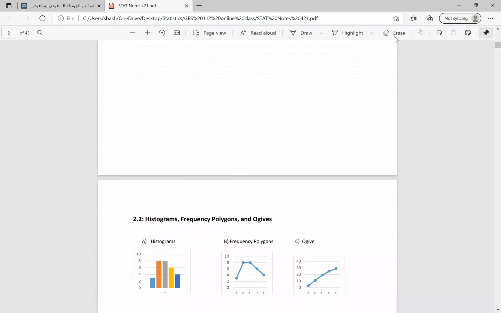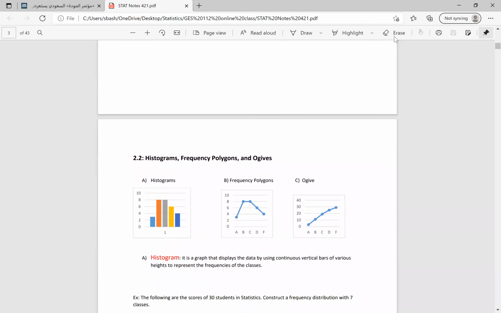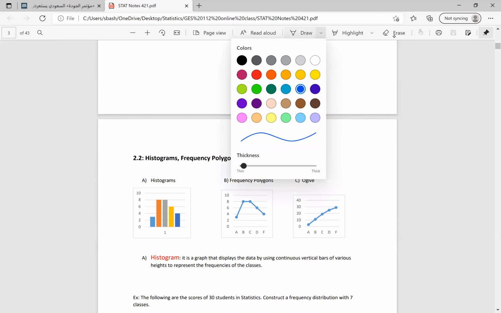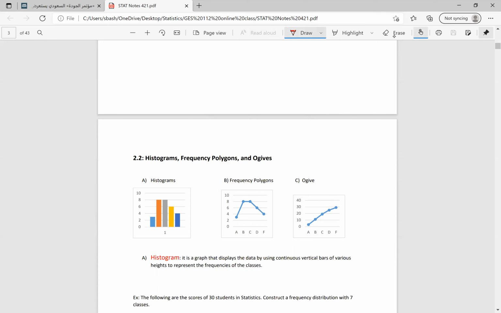And we have three types of graph for today. We have more than three, but today we are going to speak about three types of graph for frequency distributions. The first one is the histogram, the second one is the frequency polygon, and the third one is the Ogive. Let's start with the histogram.